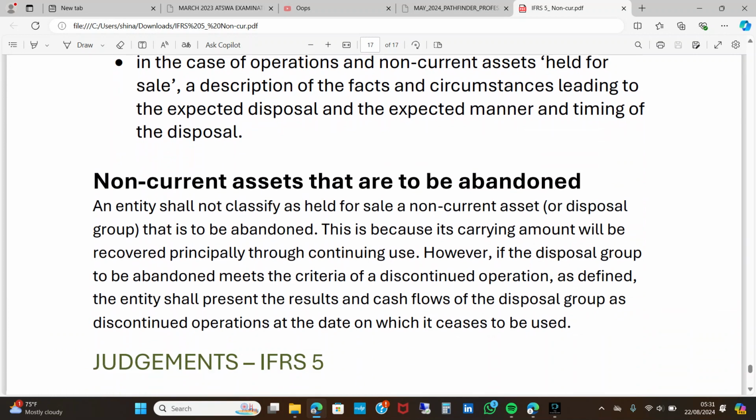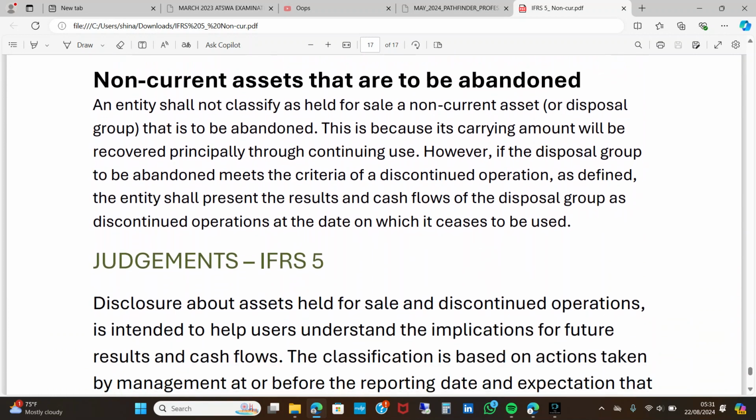Now, lastly, before we move, let's look at two more things before we round up IFRS 5. Now, what of non-current assets that are to be abandoned? Non-current assets that are to be abandoned are non-current assets that you will not sell. We are going to use it to the end of the what? Economic life. We are going to use it and finish using it. For those non-current assets, they are called non-current assets to be abandoned.